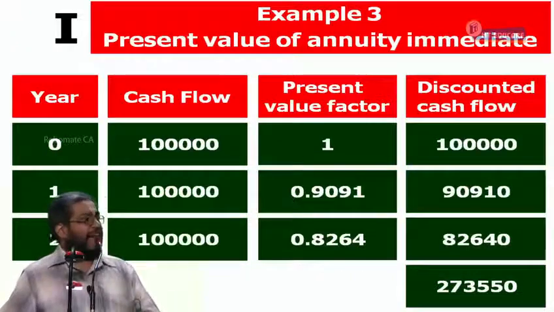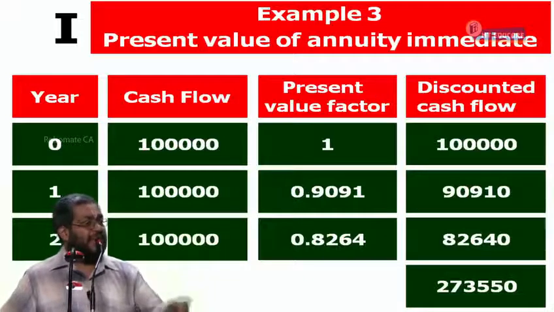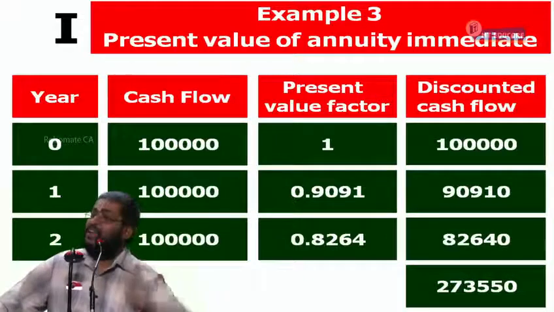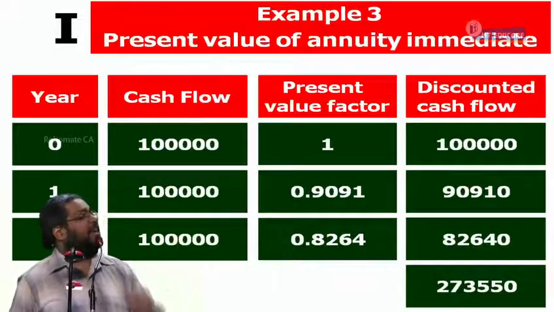Tell me how to find out annuity immediate. Find out the annuity factor for how many annuities? N minus 1 annuities. And then add 1 to it. I'll be getting the annuity factor immediate. Please tell me yes or no.